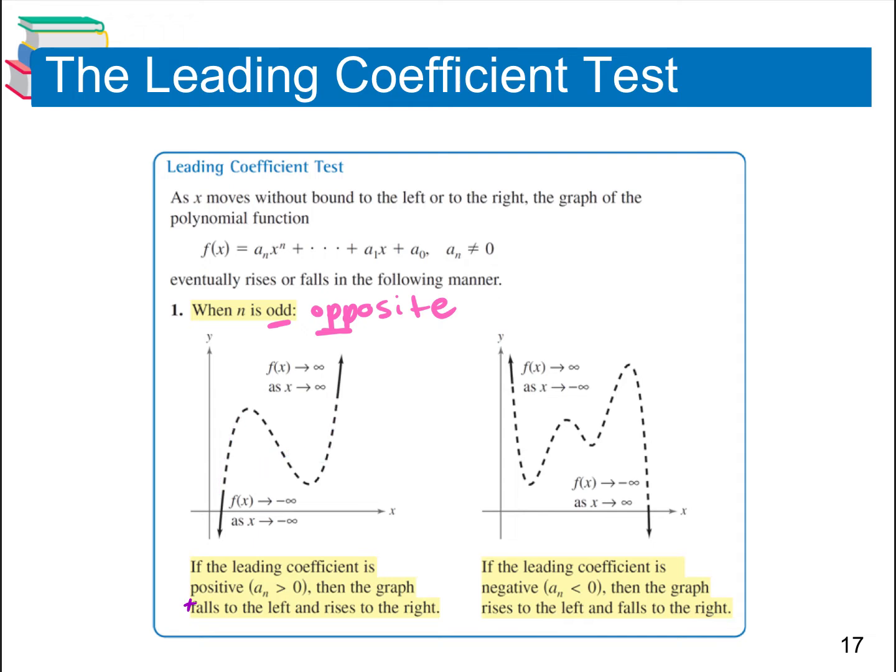So when it's odd and the leading coefficient is positive, the right arrow is going to go up. We call this falls to the left because the left one goes down, so it falls left and rises right. This is when our leading coefficient is positive. When our leading coefficient is negative, it rises left and falls right.